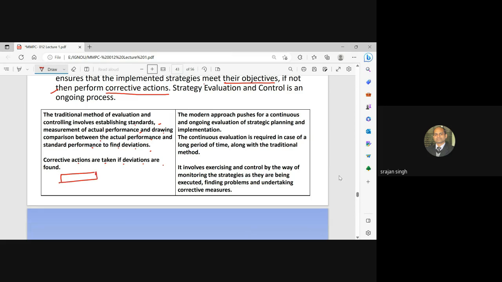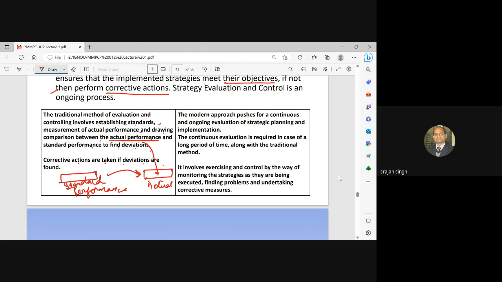there is a standard performance and another one is this actual performance. So if there is deviation of actual performance from standard performance, then corrective actions are taken. And if actual performance is very close to the standard performance, which is decided, which should have been achieved by the firm, known as standard performance. So if your actual performance is near to the standard performance, then it is fine. And if there is deviation, then corrective actions are required to be taken.